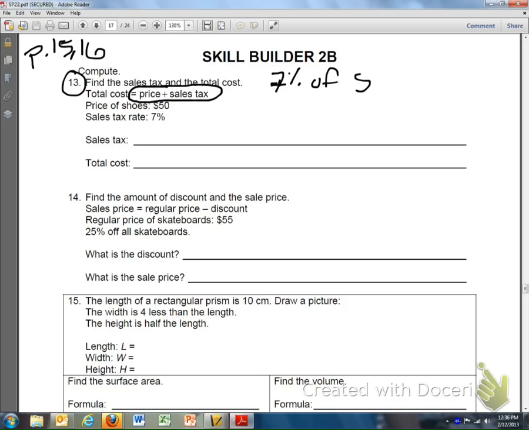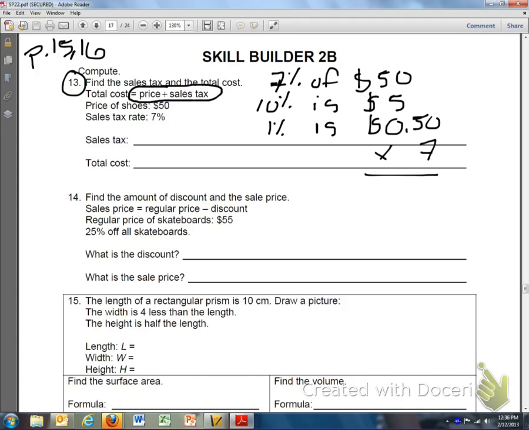of $50. Now there's a couple of ways to get there. We know that 10% is $5 because you take the decimal, you move it over one space, and that gives you 10%. 1% is 50 cents because you take the decimal, you move it over two spaces. There's your 50 cents. Well, to get to 7% is just take that and multiply by 7. 1% times 7 is 7%. When you multiply that out, you find out that the tax is $3.50. So the sales tax is $3.50.